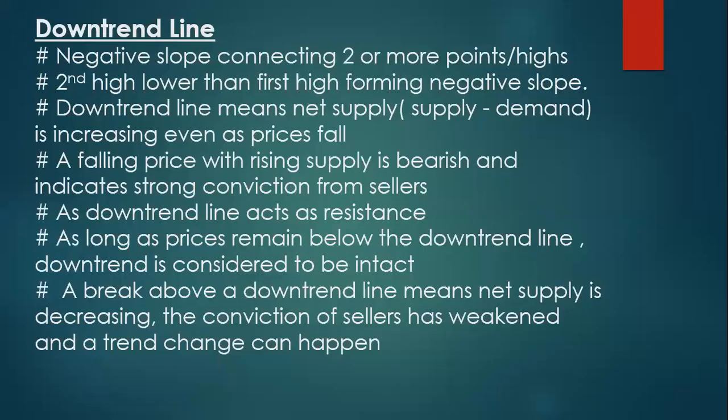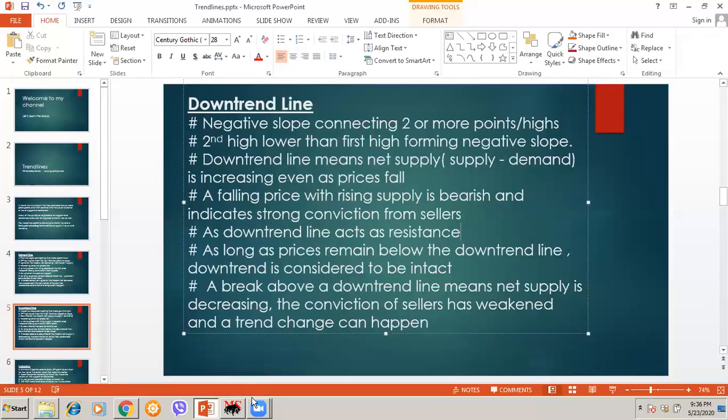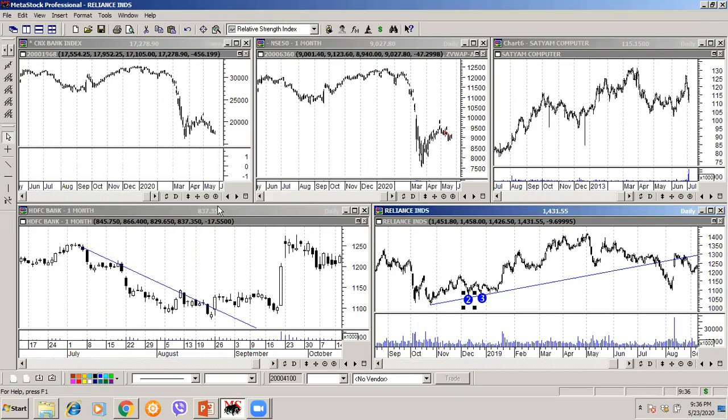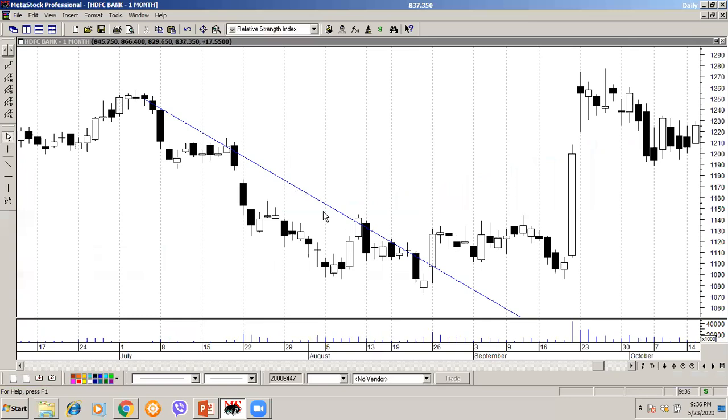The downtrend line acts as a resistance. As long as prices remain below the downtrend line, downtrend is considered to be intact. A break above a downtrend line means net supply is decreasing, the conviction of sellers is weakened, and a trend change can happen. Let us see one more chart. Say we see HDFC Bank. So when we are drawing a trend line, we first need 2 points.